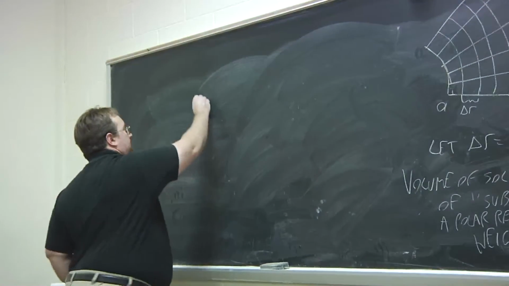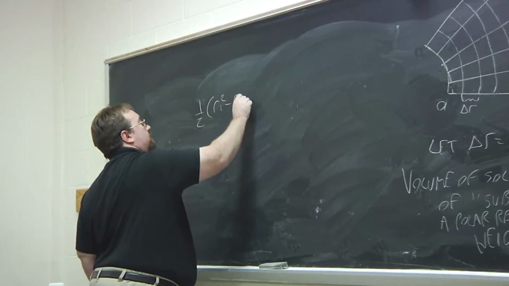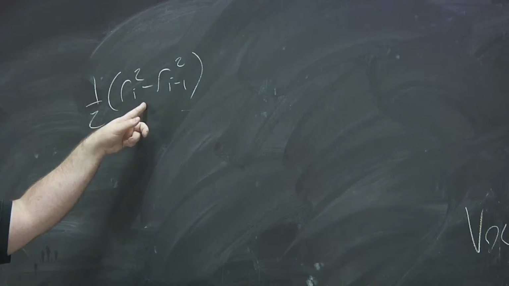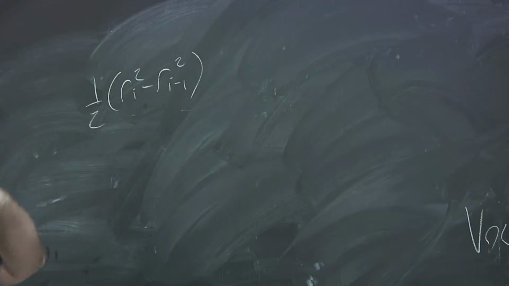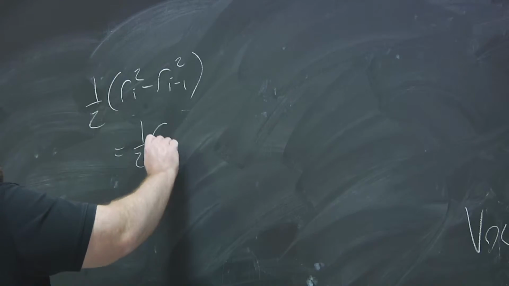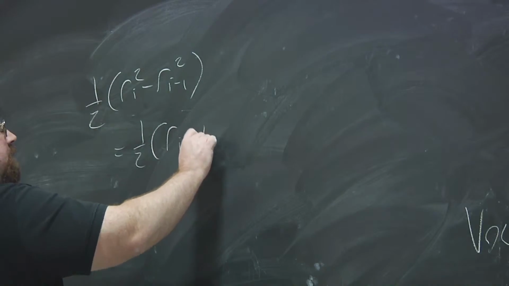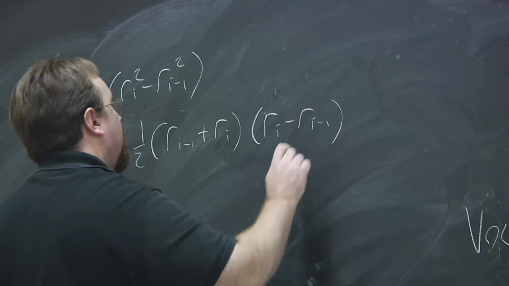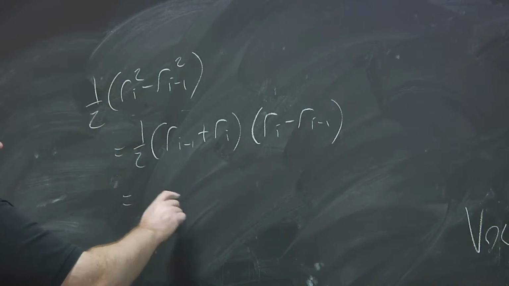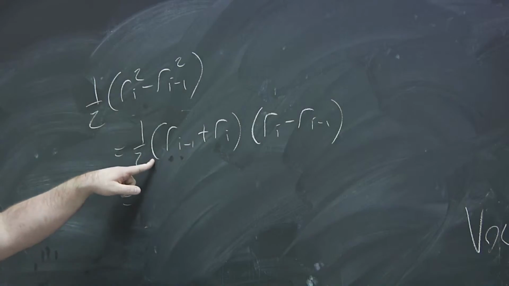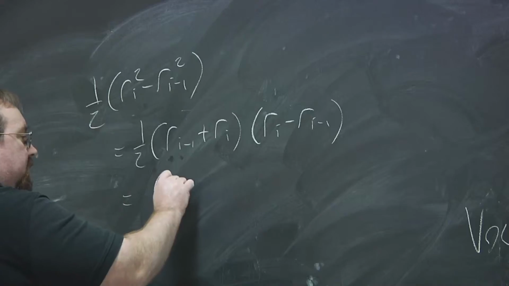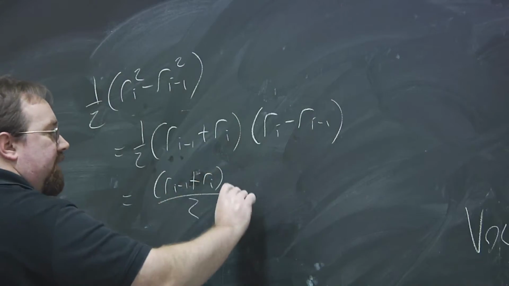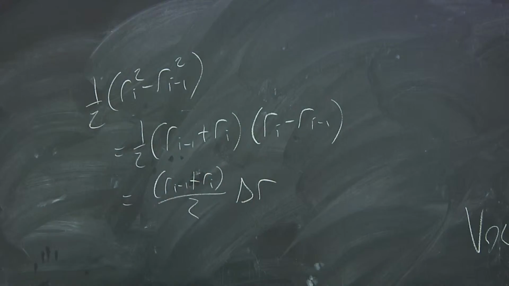If you look at 1/2 Ri squared minus Ri minus 1 squared, algebraically, what can we do with this? Difference of two squares, right? So you can split it up. So we have 1/2 Ri minus 1 plus Ri, and then we have Ri minus 1. So what we get here is the average of these two values if we include the 1/2. So I'll just put all those together just to emphasize it's an average over here. And then what's this? Well, this is delta r.